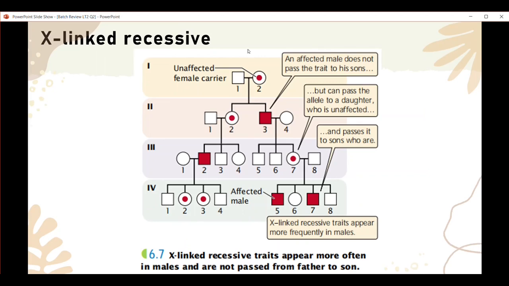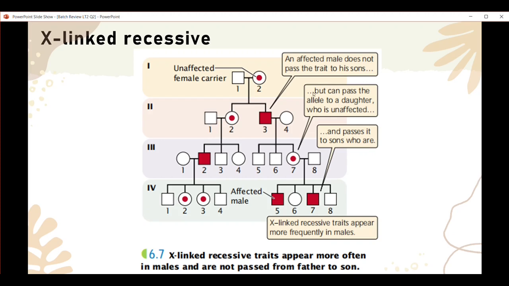For X-linked recessive, first of all, if you find these circles, it is showing you that it is indeed recessive, and then you just have to make sure if it's autosomal or X-linked. But in this case, all the males are affected. Since one of the sexes is more affected, it is recessive, and it is X-linked. More than that, an affected male does not pass the trait to his sons. So that is a characteristic of X-linked recessive.